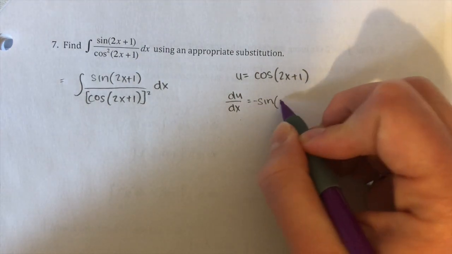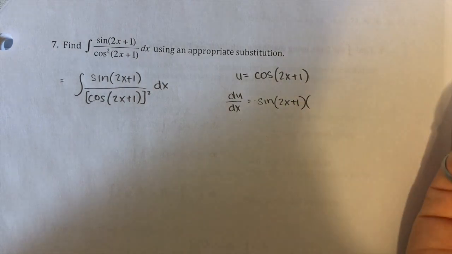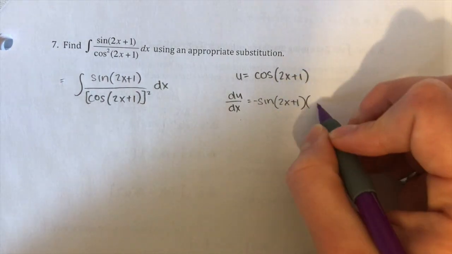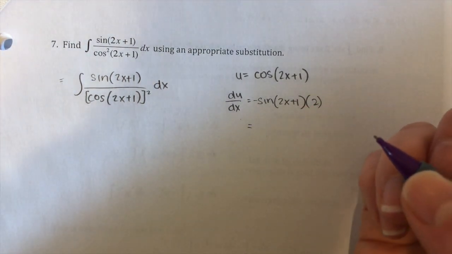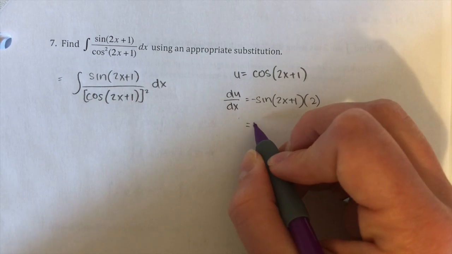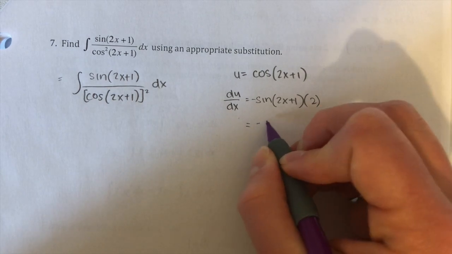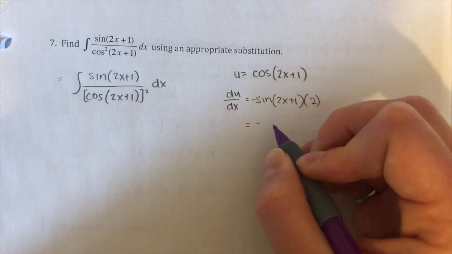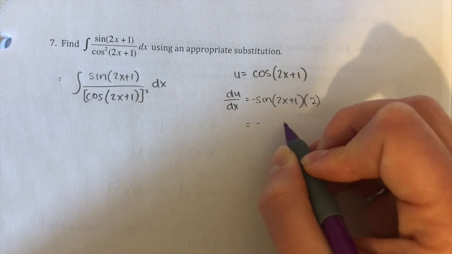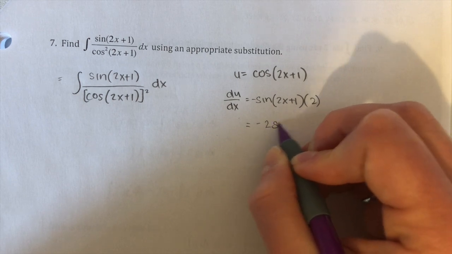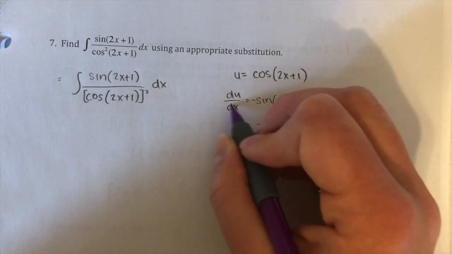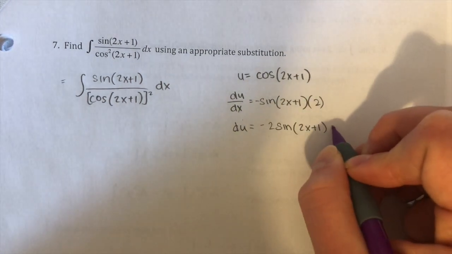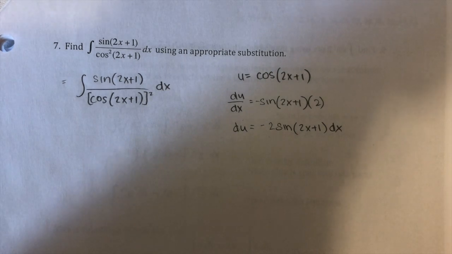Derivative of cos is negative sine of that same thing multiplied by the derivative of what's inside, so 2. So du/dx is going to be negative 2 sine of 2x plus 1. And then if I multiply both sides by dx in the same step, it's going to be like that. Okay.